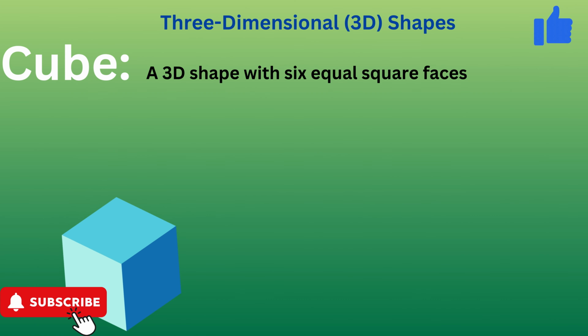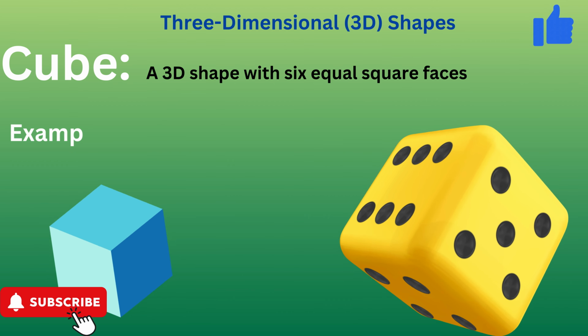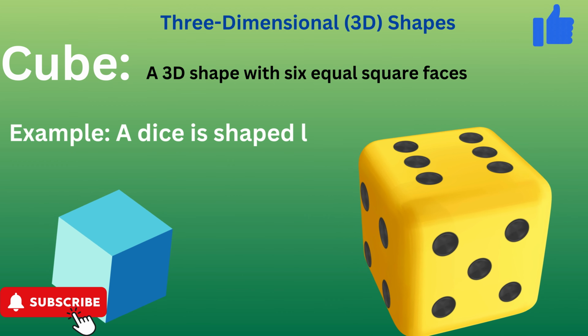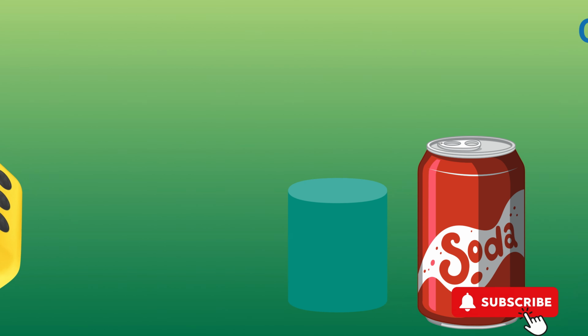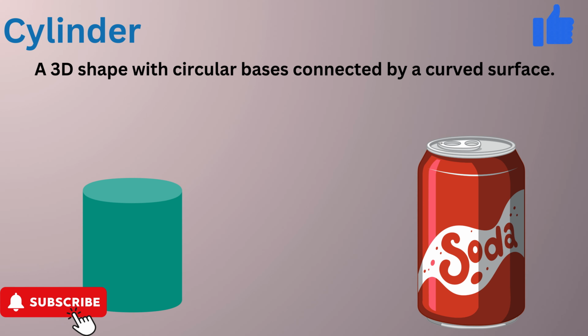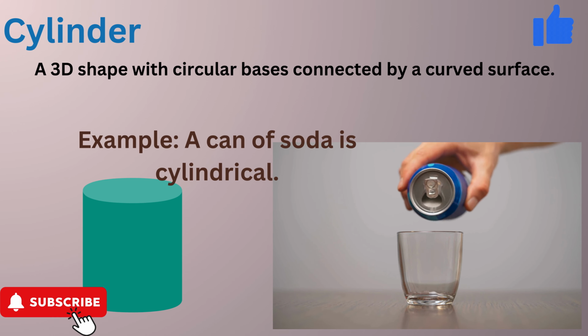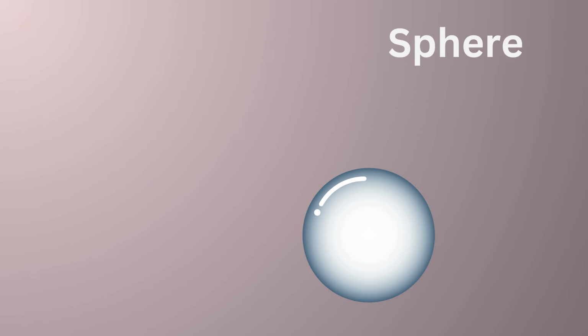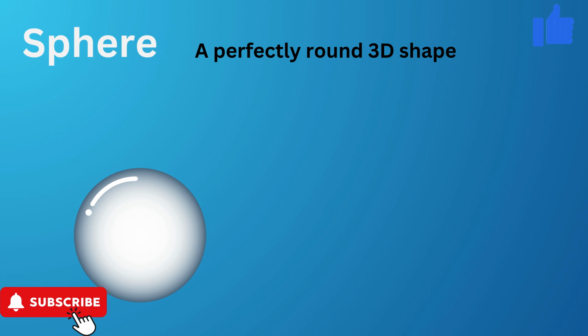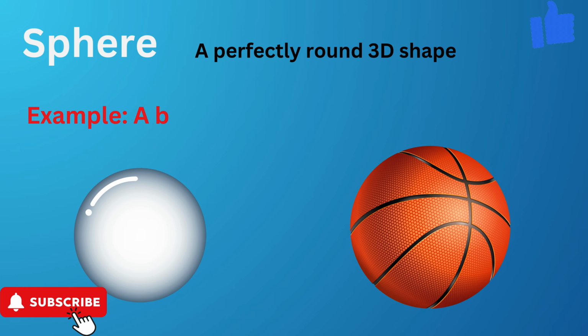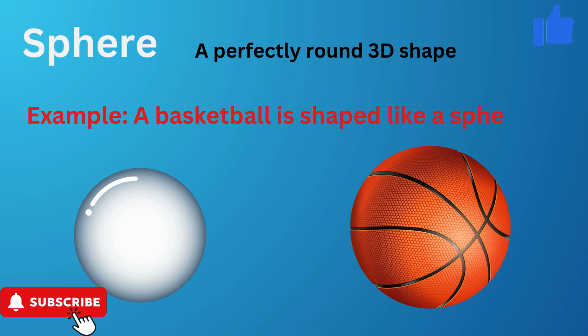3-dimensional, 3D shapes. 1. Cube. A 3D shape with 6 equal square faces. Example. A dice is shaped like a cube. 2. Cylinder. A 3D shape with circular bases connected by a curved surface. Example. A can of soda is cylindrical. 3. Sphere. A perfectly round 3D shape. Example. A basketball is shaped like a sphere.